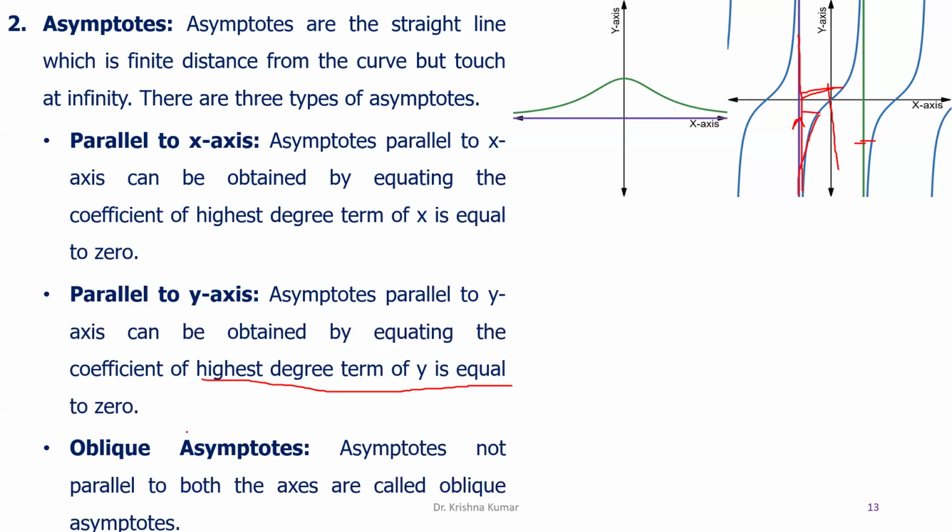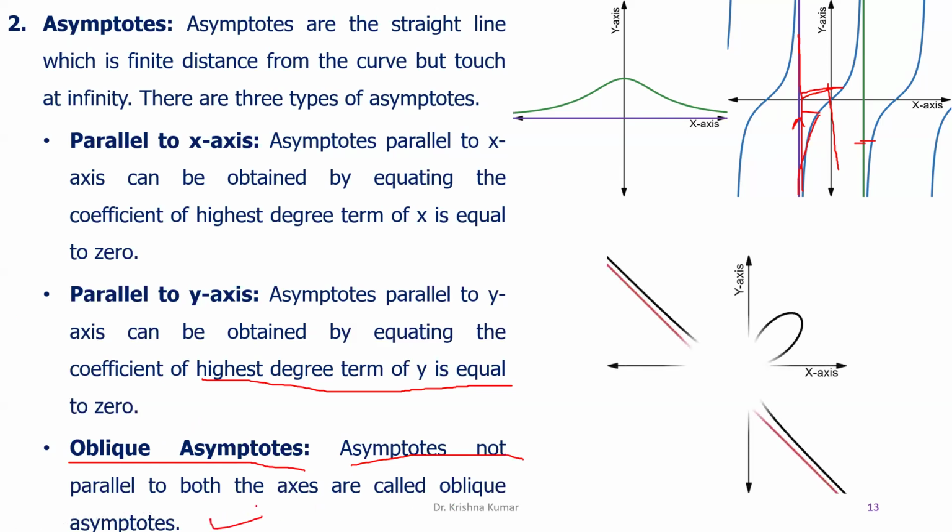Now, another is the oblique asymptotes. The third type is oblique asymptotes. Asymptotes not parallel to either axis are called oblique asymptotes. Like this red line. This red line is again an asymptote of this curve because it is not parallel to either x-axis or y-axis. So such type of asymptotes are called oblique asymptotes.